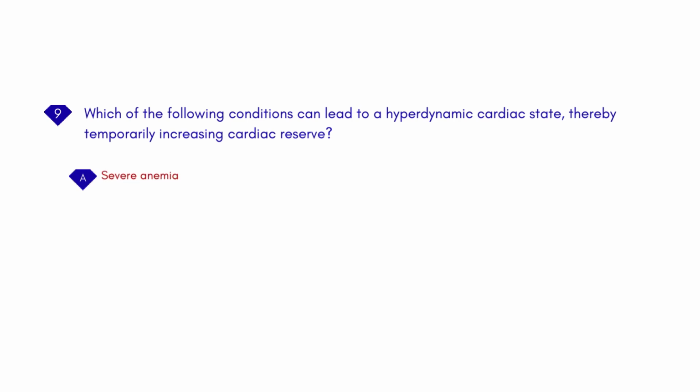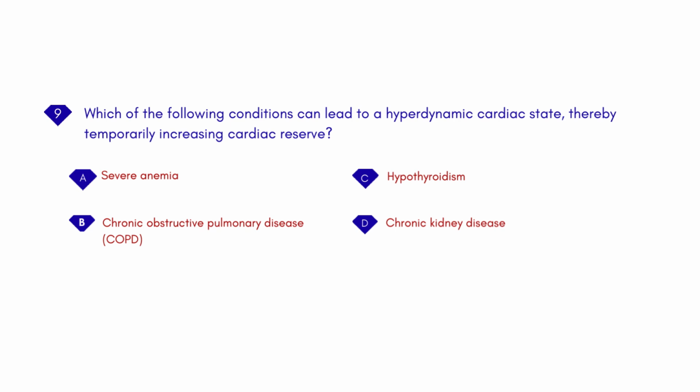Which of the following conditions can lead to a hyperdynamic cardiac state, thereby temporarily increasing cardiac reserve? A. Severe anemia. B. Chronic obstructive pulmonary disease, COPD. C. Hypothyroidism. D. Chronic kidney disease. Answer: A. Severe anemia.